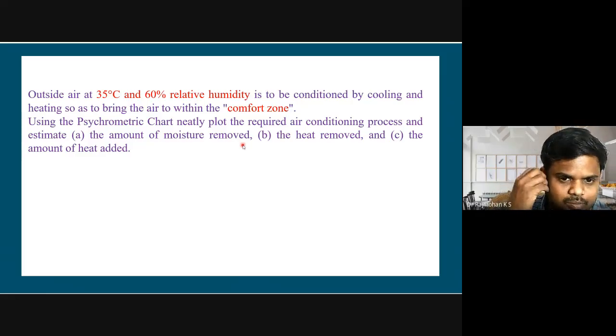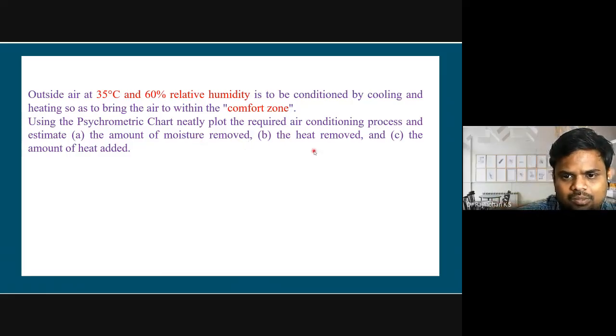The amount of moisture to be removed is capital H1 minus H2, right? So multiplied by m dot will give us the amount of moisture removed. The amount of heat removed is again m dot into small h1 minus h2, where small h1 and h2 are enthalpy from the chart. The amount of heat to be added also can be determined.